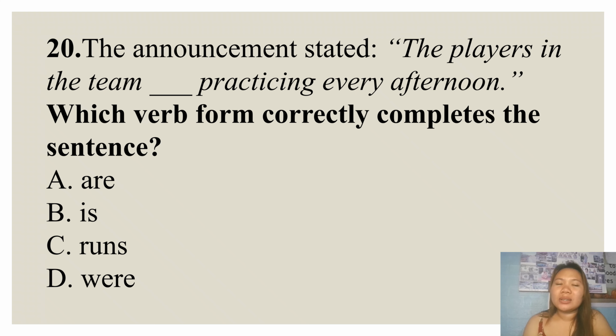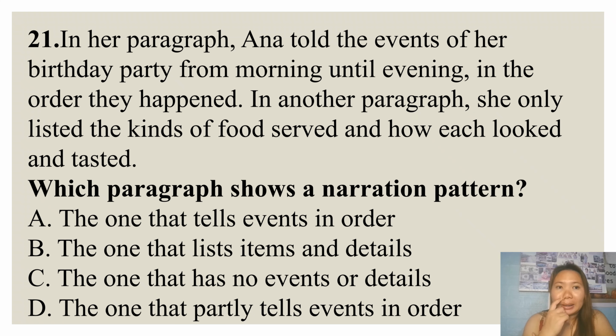3, 2, 1, number 21. In her paragraph, Anna told the events of her birthday party from morning until evening, in the order they happened. In another paragraph, she only listed the kinds of food served and how each looked and tasted. Which paragraph shows a narration pattern?